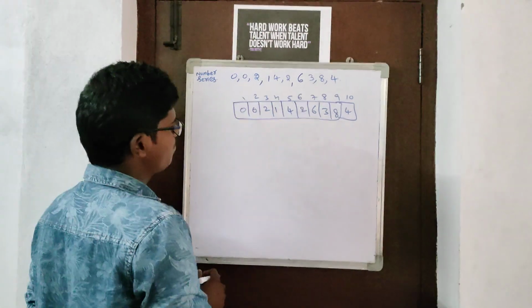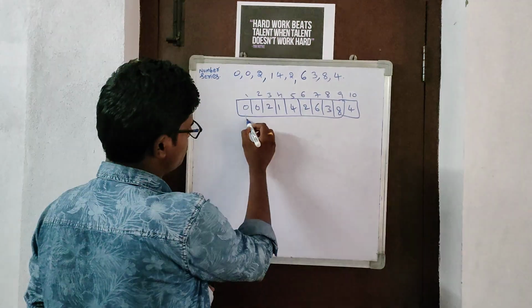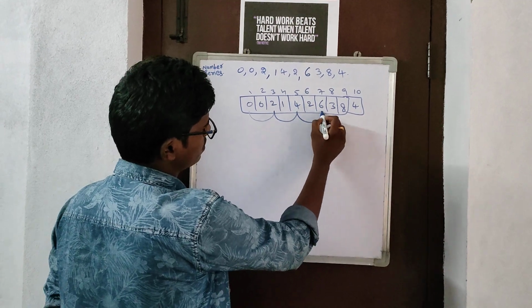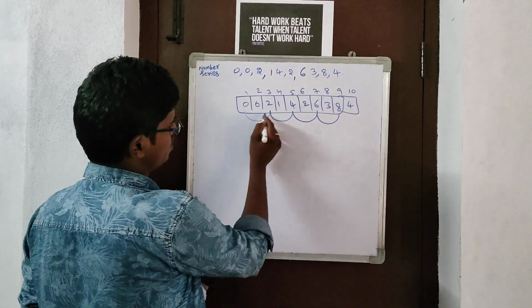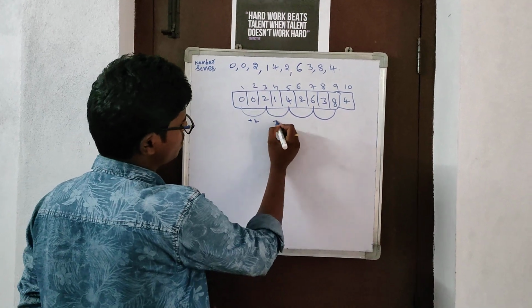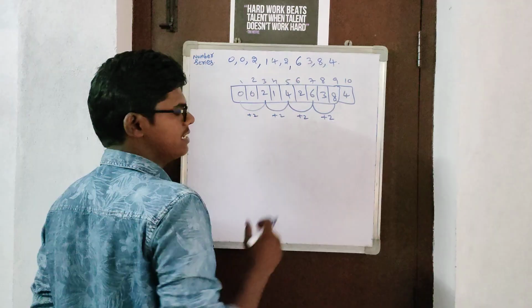If you observe the odd-position numbers, each is the previous number plus 2. So 0 plus 2, 2 plus 2, 4 plus 2 is 6, 6 plus 2 is 8. Like that it is there.